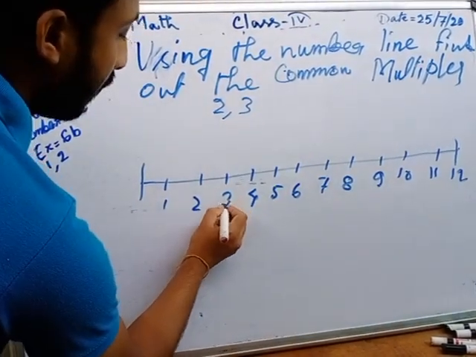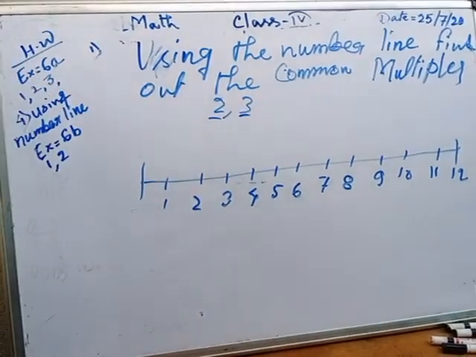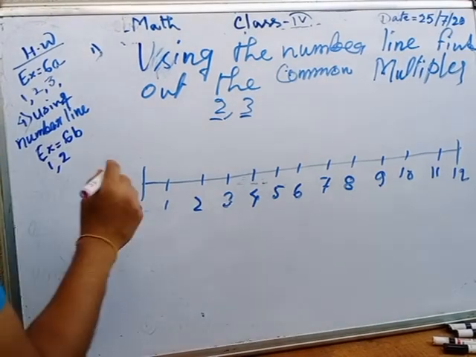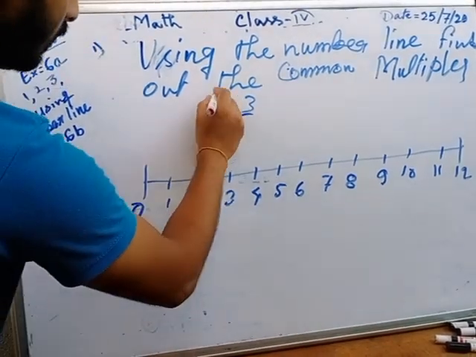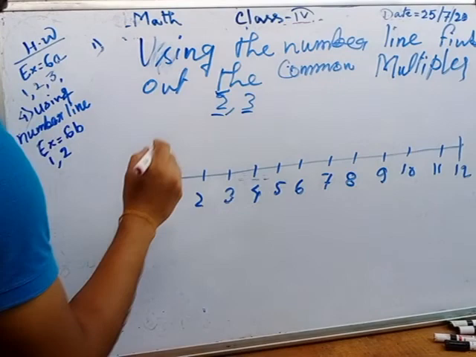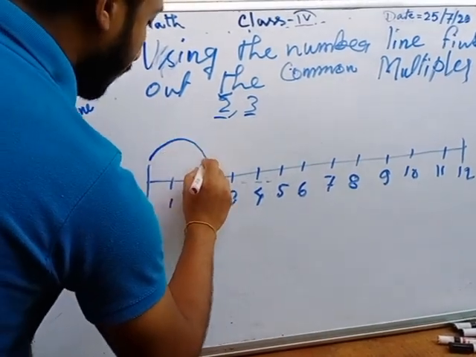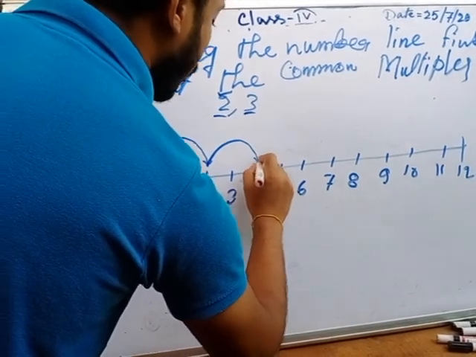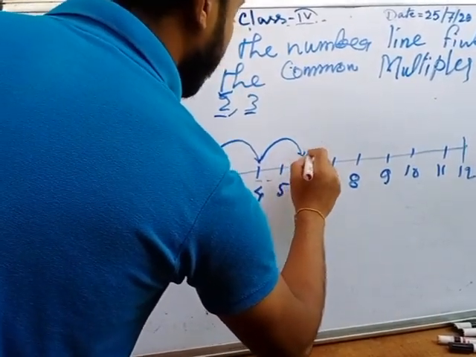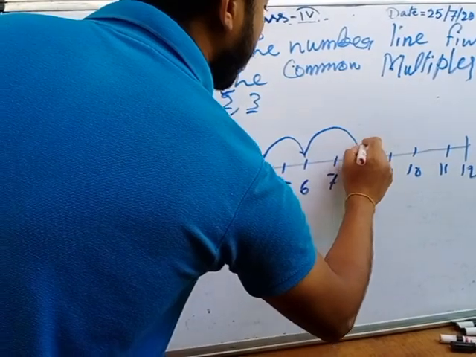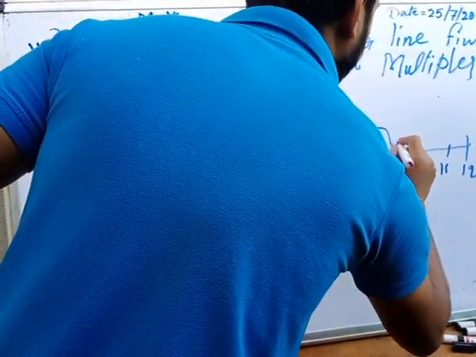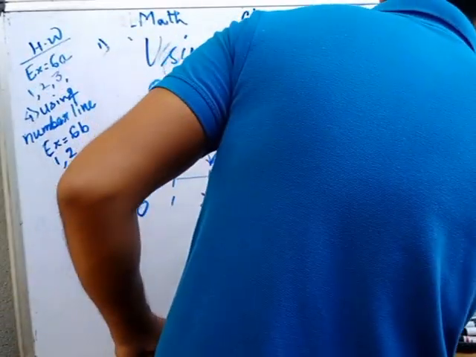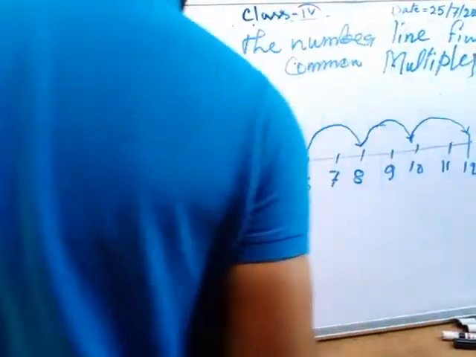That means keep counting 2 and 3. Keep counting means you will count the table. Obviously it starts from 0. At first we count the table of 2. 2 1s are 2, 2 2s are 4, 2 3s are 6, 2 4s are 8, 2 5s are 10, and 2 6s are 12.